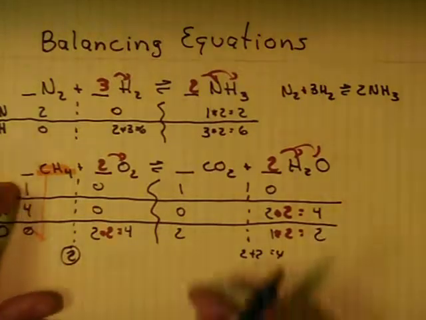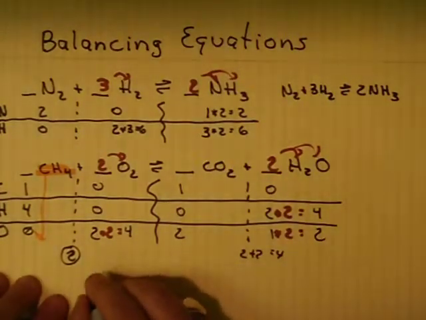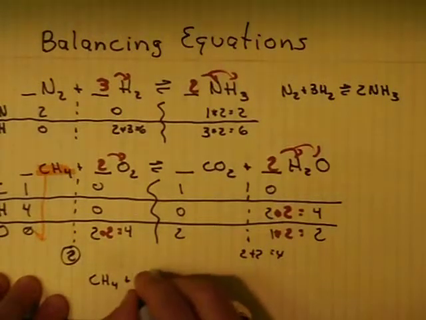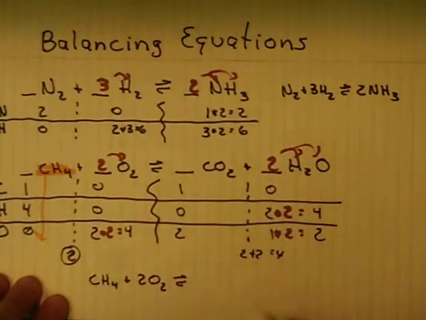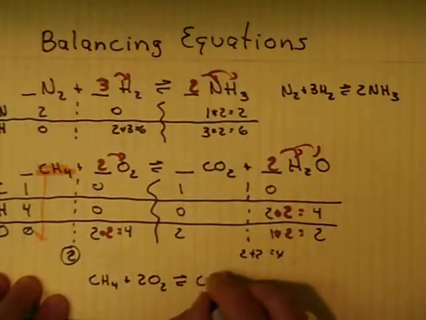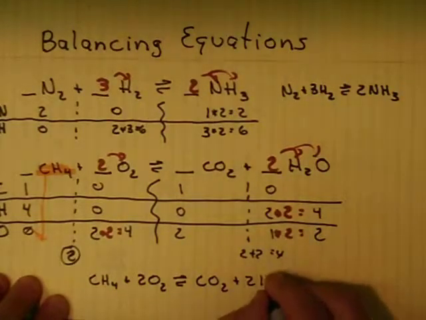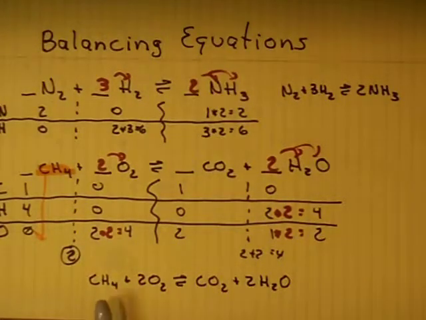4 equal to 4, and 1 equal to 1. So we have our balanced reaction of CH4 plus 2 O2, and on the right side, CO2 plus 2 H2O. And that is another example, a balanced reaction for the combustion of methane.